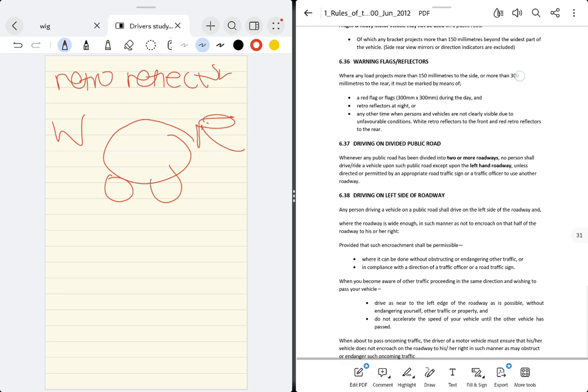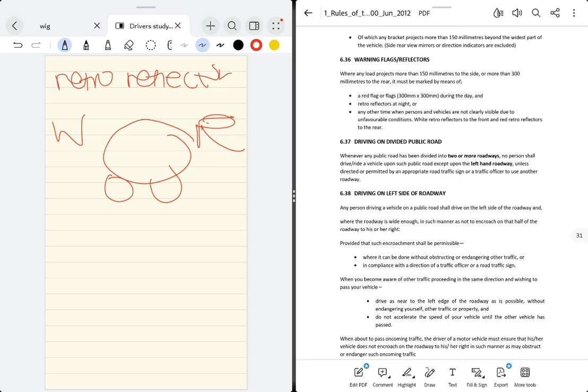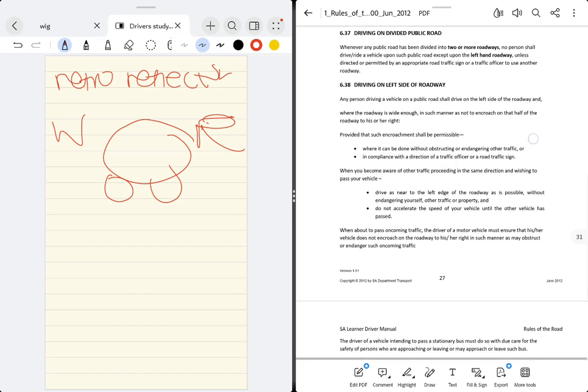Driving on a divided public road. When any public road has been divided into 2 or more roadways, no person shall drive a vehicle upon such public road except on the left hand roadway, unless directed or permitted by the road traffic. So always just stick to the left.